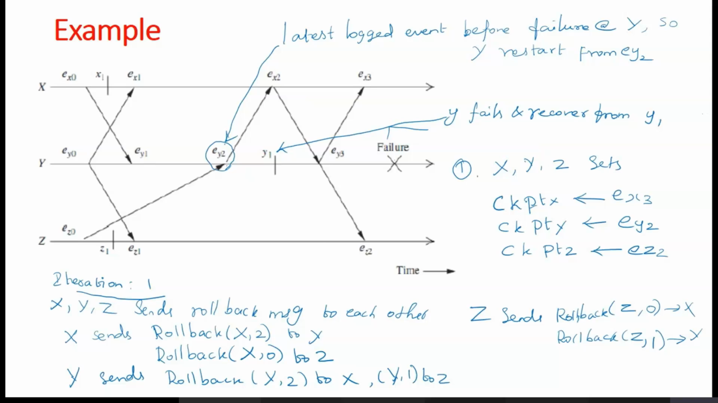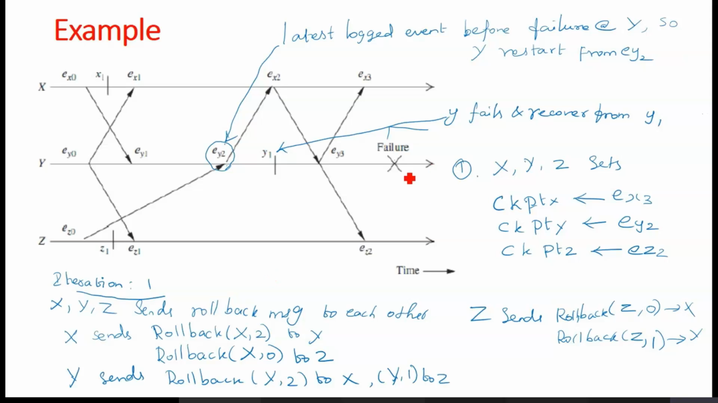This is the example. There are three processes, X, Y, Z. Here X sends a message at EX0 to Y. Similarly, X receives a message EX1 from Y. Then Y sends a message to Z at the same time, and Z sends a message. So you look at here, these are the messages communicated, the message transactions, right?